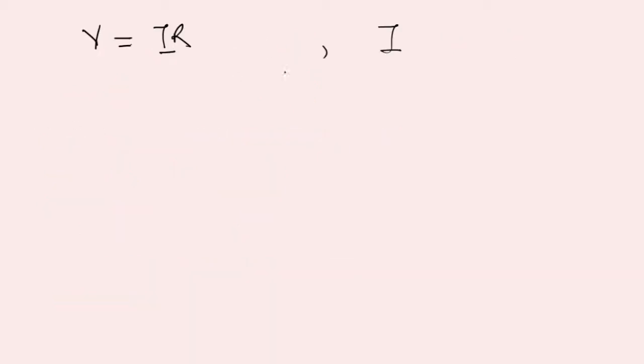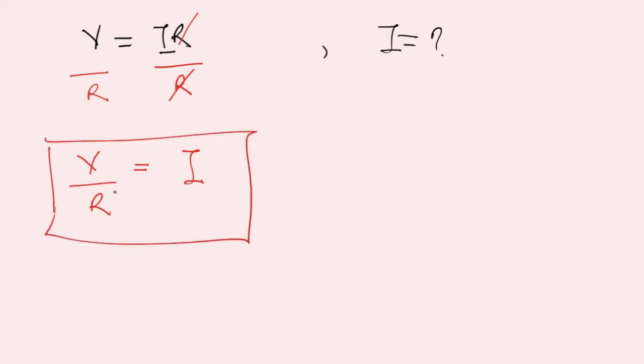So what if we have the formula for voltage, V equals IR, and we've been asked to make I the subject of the formula? Now in this case, I is multiplied by R. So if we want to get rid of the R here, we simply divide by R. And R will cancel out R to make I alone on this side of the equation. So I equals V divided by R.